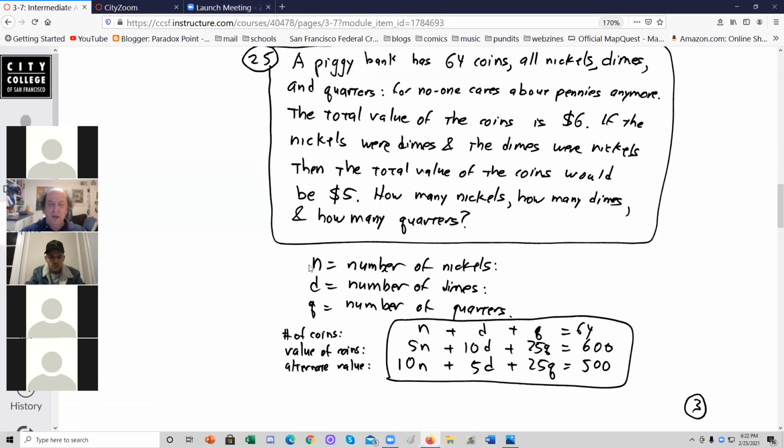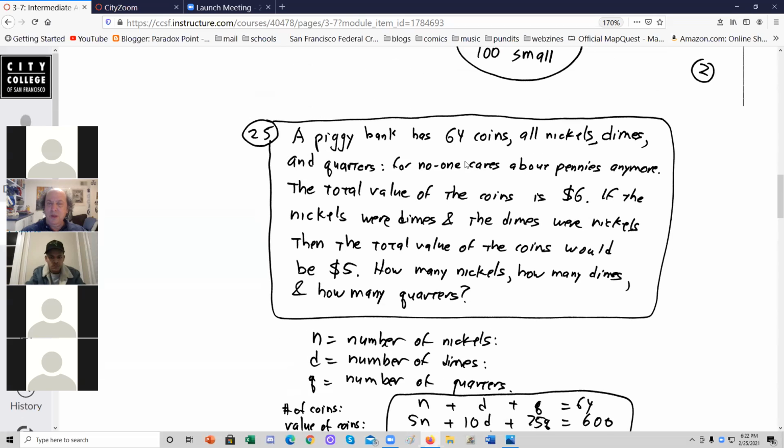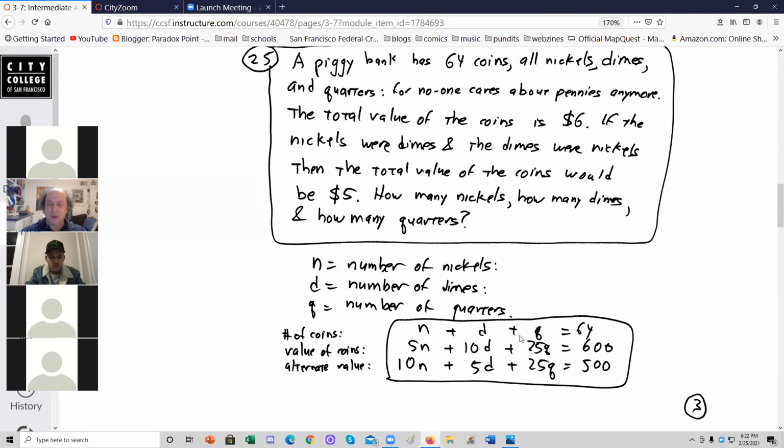Okay. So let N be the number of nickels, D be the number of dimes, and Q be the number of quarters. There's 64 coins in all, so N plus D plus Q equals 64. Each nickel is worth 5 cents. Each dime is worth 10 cents. Each quarter is worth 25 cents. So the value in cents of all the coins is 5N plus 10D plus 25Q, which is $6 or 600 cents. Now, if we swap the values of the nickels and dimes, we get an alternate value of 10N plus 5D plus 25Q, and that equals $5 or 500 cents.